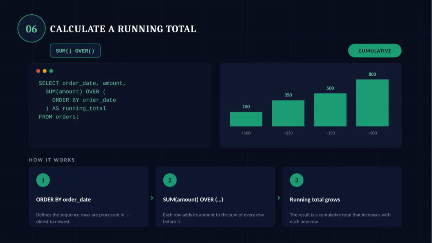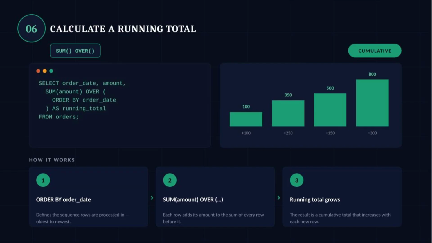Step 1. Order by order_date. Before we can accumulate anything, we need to define the order rows should be processed in, typically chronological. Step 2. Sum, amount, over, with that same ordering. This is where it gets powerful.